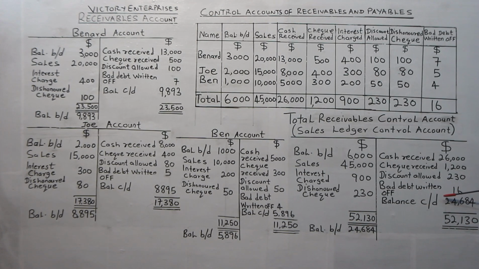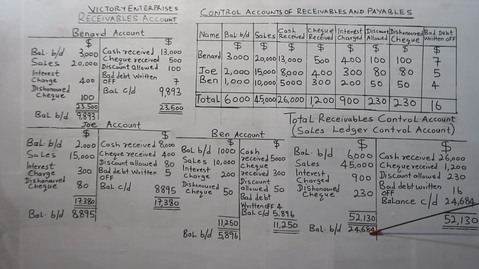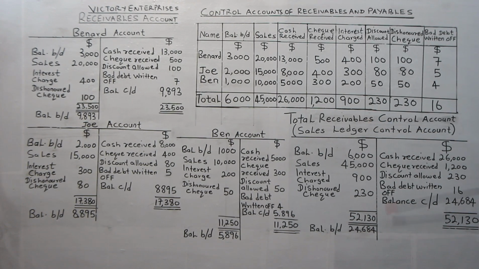And finally, the closing balance of receivables, which is 24,684, is now brought back to the debit side under the closed figure of 52,130 and shown as a balance brought down for the next period. That is 24,684. Now, from what we have done, we now have that the net amount that all the receivables are owing, or the total receivables are owing, is 24,684. That was used as the closing balance here.